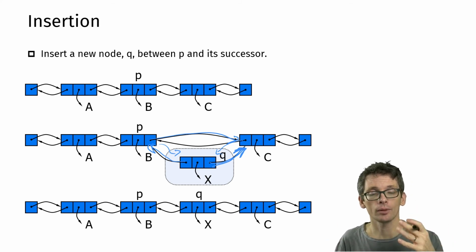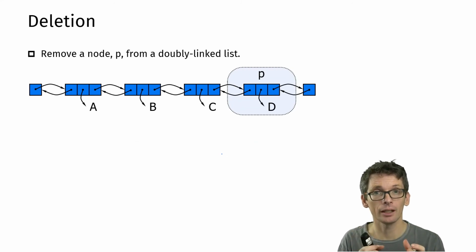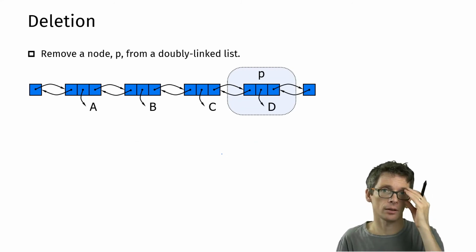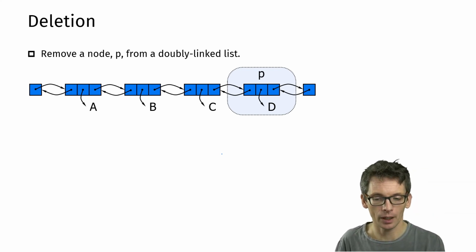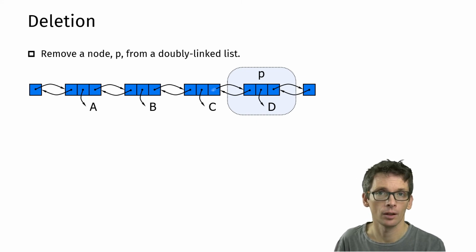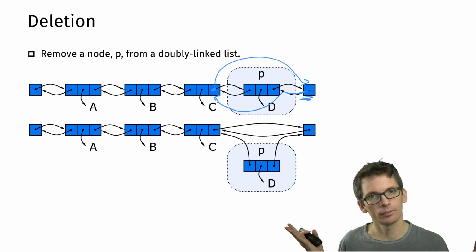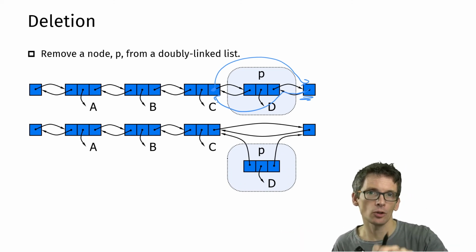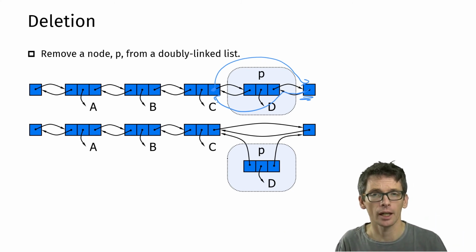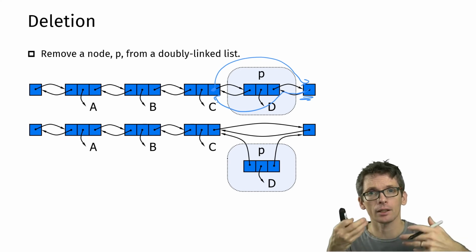Likewise, deletion. If I want to delete a node and I already know which node that is, then I can simply update the next of the previous to the next of P, and I update the previous of the next one to the previous of P. And that's all we do. And again, we can do that in constant time, assuming we already have P. Of course, if I would first have to search for P, then that would take linear time for searching. But if I have P, I can delete it in constant time.